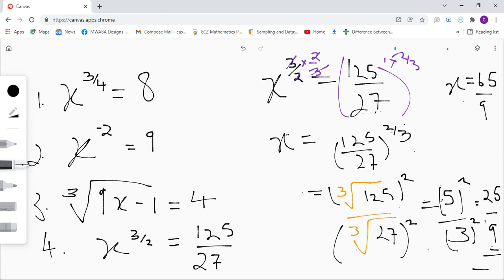Basically, whenever you have the base, which is the unknown value, and you have to find it, the first thing is you get rid of the exponent so that you can have the base by itself, and then you can solve for x, as you can see what I've been doing.